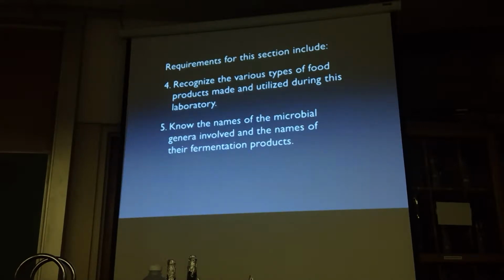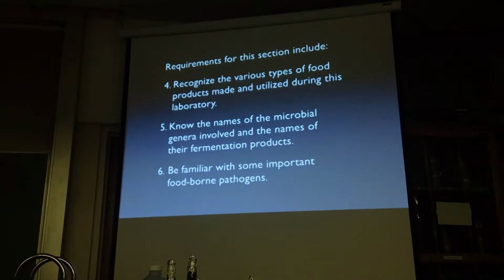Anyway, you need to know the names of the organisms that are involved in the fermentation that is associated with each food product. And you need to know what the fermentation products are that they're making. Are the species extra credit on the lecture exams too, or only one? No, okay. Just on the laboratory exam. And then be familiar with some important foodborne pathogens. So hopefully I will remember all these things and make sure that you get a smattering of information as we go through this exercise.